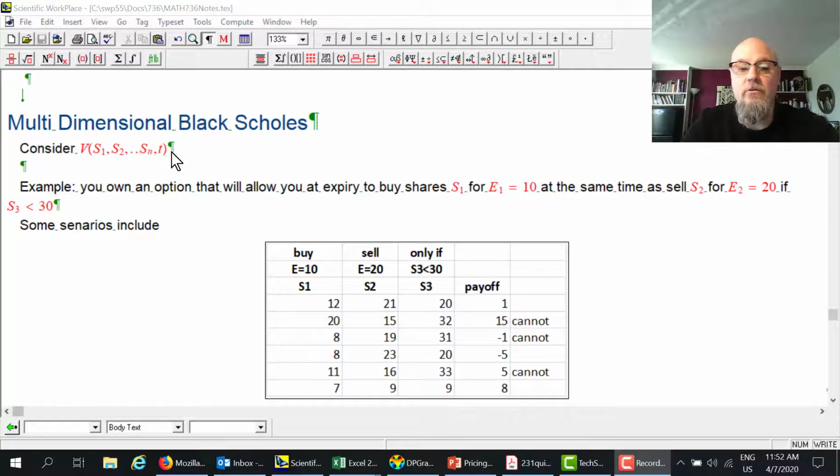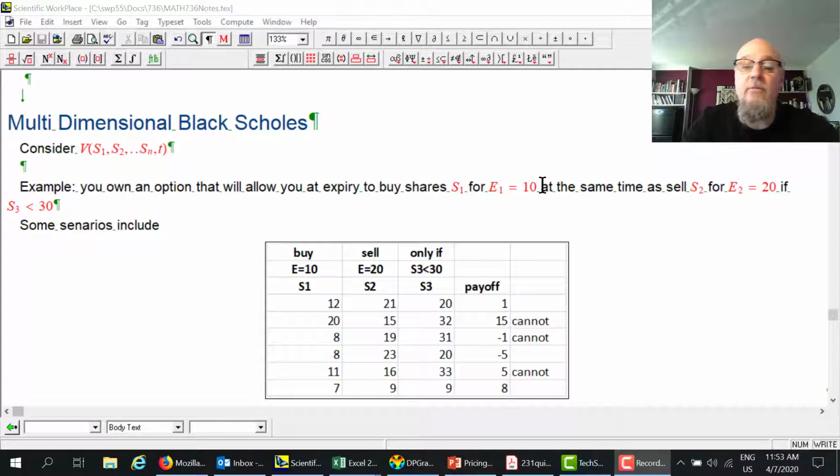Regular Black-Scholes only depends on one stock and time. Just as an example, this is an option I just made up, but anything you can think of, we can price with this formula. Say you own an option, and it gives you the right, not the obligation, it's an option, to buy shares in stock 1 for 10 bucks. So it's like a call option.